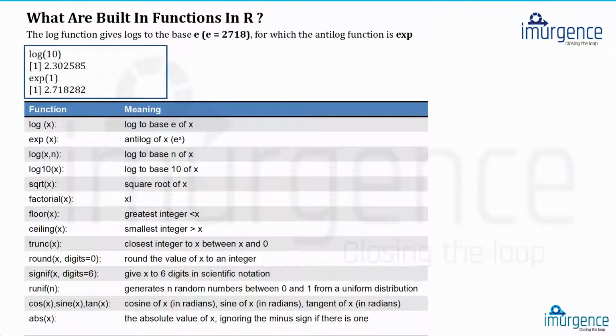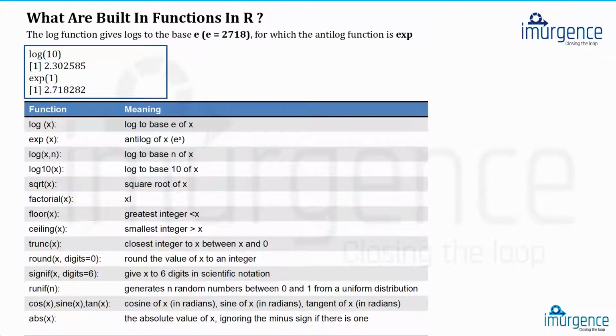Truncation can be done with trunc x, the closest integer to x between x and 0. So whatever value is passed over there, it will truncate it and return that value. Similarly, you have round. One thing to observe is there are multiple functions to do the same thing in R. So you can have round x with digits mentioned, by default 0, which if you mention as round with digits equal to 2, it will show decimal values 2.42. If you say digits equal to 3, it will do 2.432, whatever is the rest of the value. Then you have signif x with digits equal to 6, which gives x to 6 digits in a scientific notation. So basically some output which you get from a scientific calculator can be done using this also.